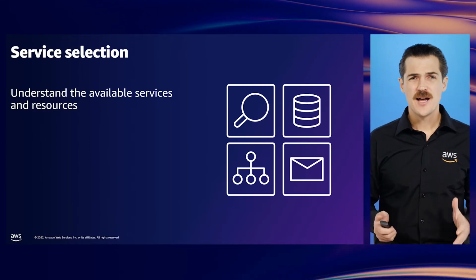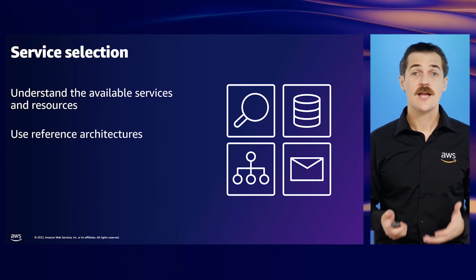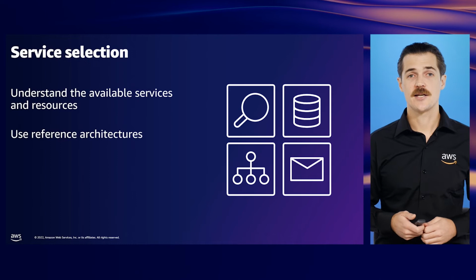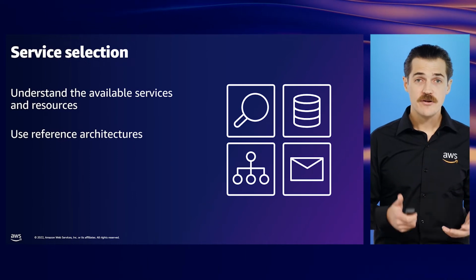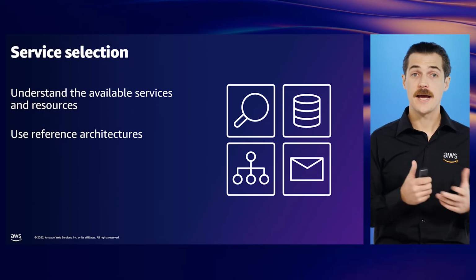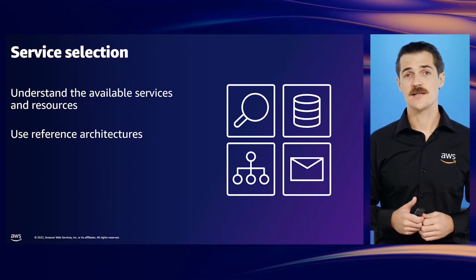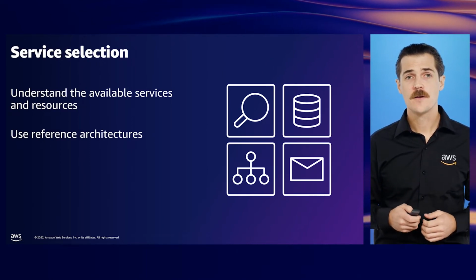Secondly, don't start from scratch every time. Build a library of architectural patterns and use resources like the AWS Architecture Center. It contains reference architectures, quick starts, and solutions implementations developed by AWS and APN partners for a wide variety of use cases that can accelerate your design.